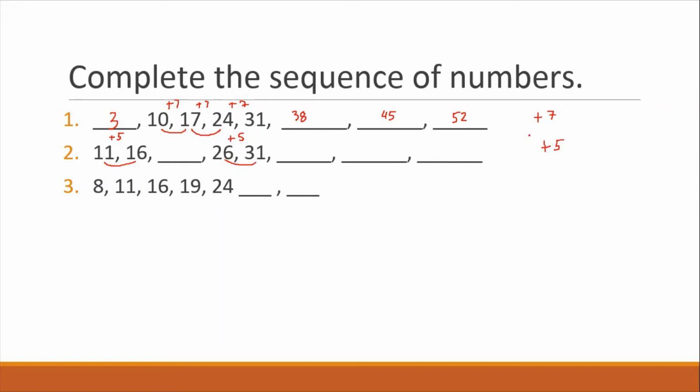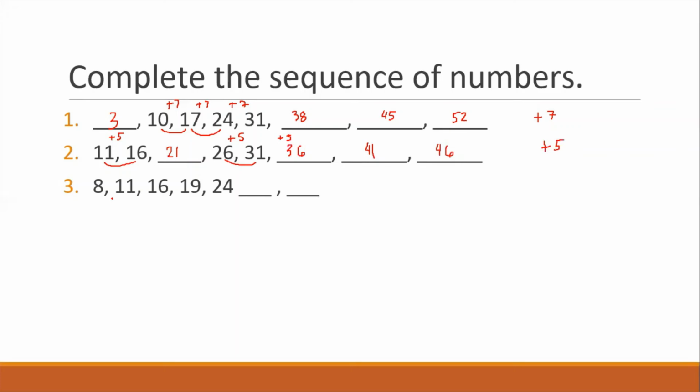Okay, so let us now find out the missing numbers here. 11 plus 5 is 16. 16 plus 5, that is 21. 21 plus 5 is 26. 26 plus 5 is 31. The next one, 31 plus 5, that is 36. 36 plus 5, that is 41. 41 plus 5, that is 46. Okay, now we're done with our number 2.